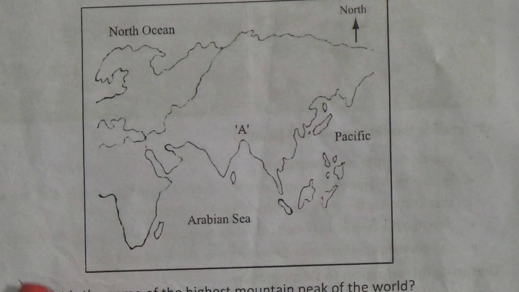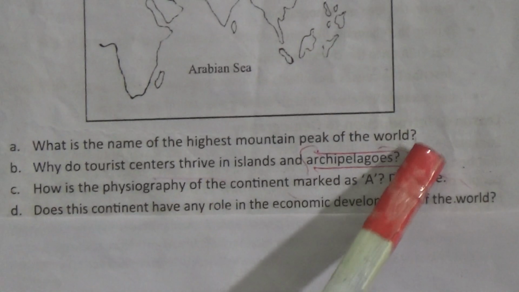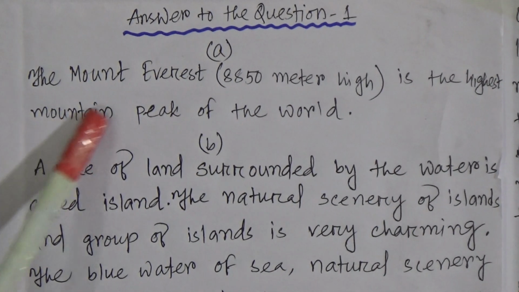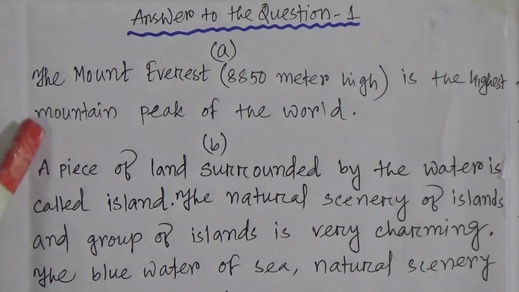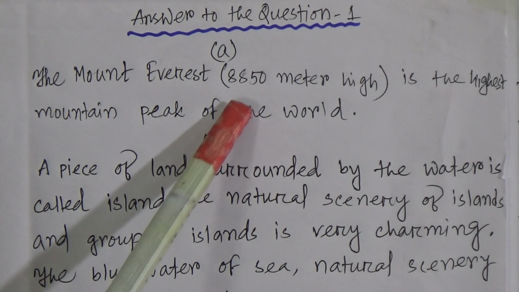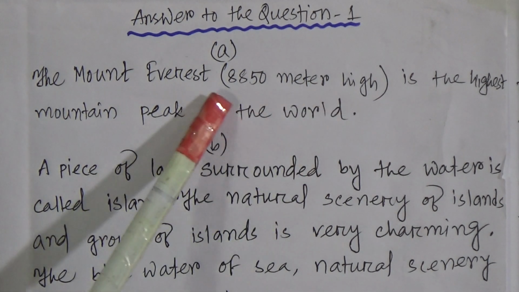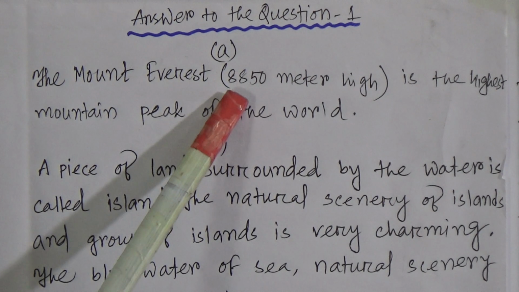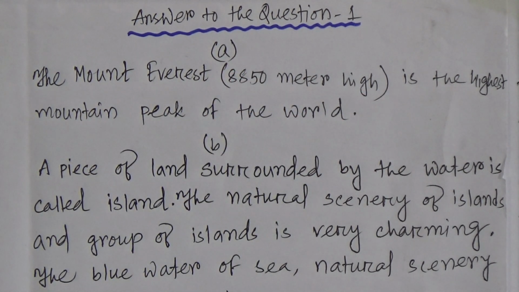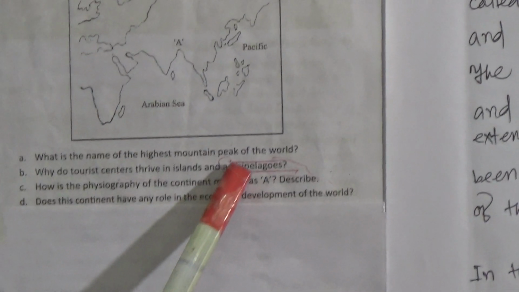Okay, so number A, what is the name of the highest mountain peak of the world? Mount Everest is the highest mountain peak of the world. Dear students, for your kind attention, I have also given its height. Okay, it's 8,850 meters high.